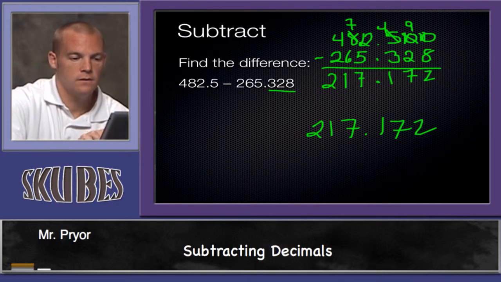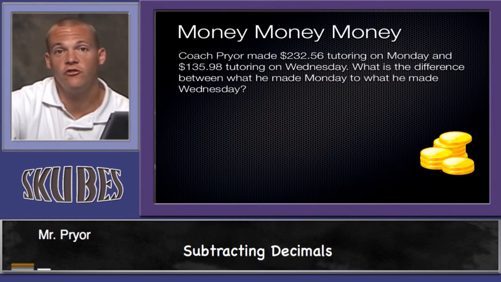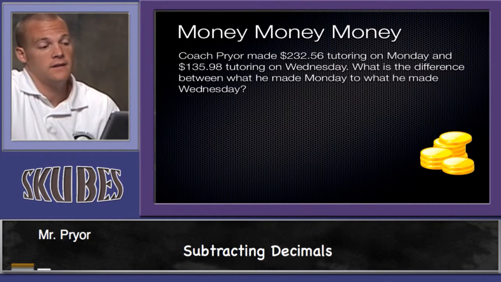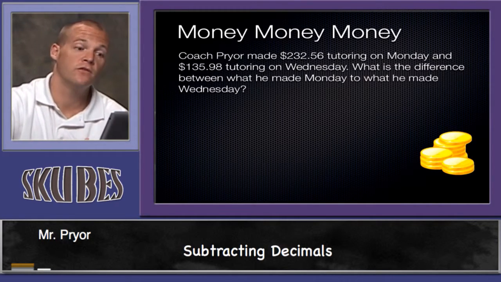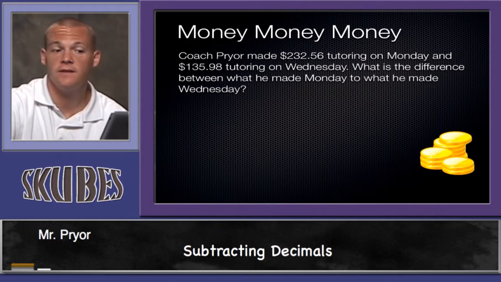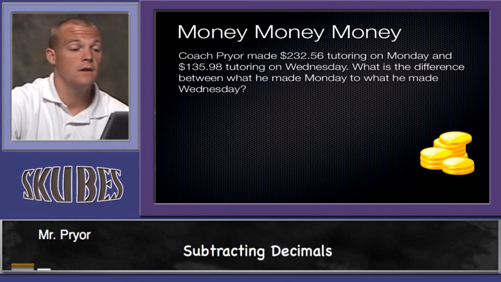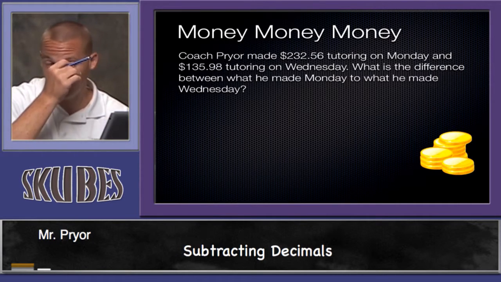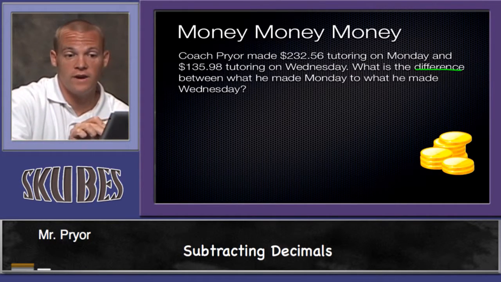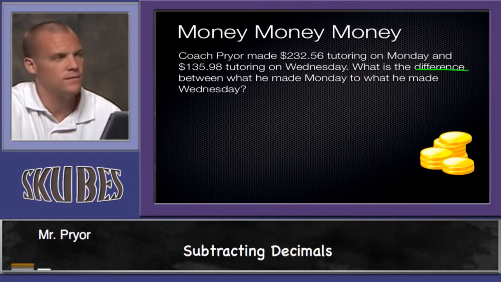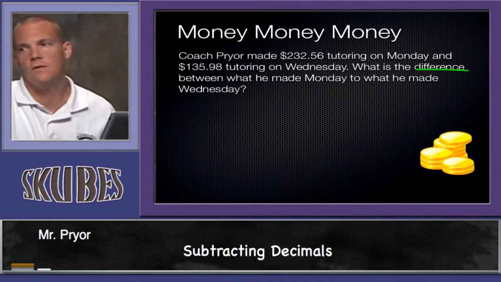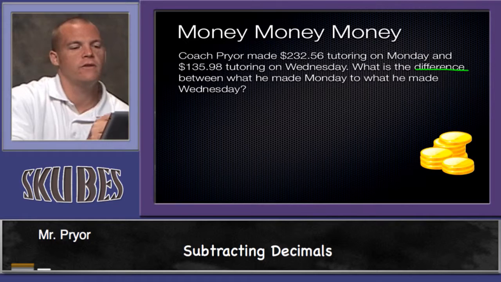All right. Word problems. Just a couple word problems here to show you how they would relate in that context. In this case, I'm doing a little tutoring. I made 232.56 on Monday and 135.98 on Wednesday. What's the difference? So again, when they say what's the difference, that's the key that you're going to be subtracting. You need to look for words like that. So if they said what's the sum, you would add. What's the quotient, you would divide, and things of that nature.